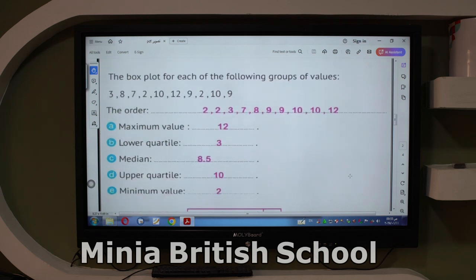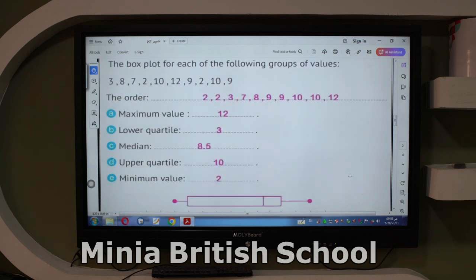Okay, draw the box plot for each of the following groups of values: 3, 8, 7, 2, 10, 12, 9, 2, 10, and 9. Step number 1, order. If you draw the box plot without order, all answers will be incorrect. Step number 1, order, ascending, remember: 2, 2, 3, 7, 8, 9, 9, 10, 10, 12.